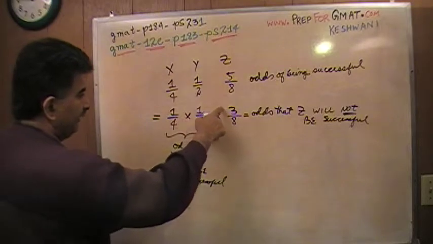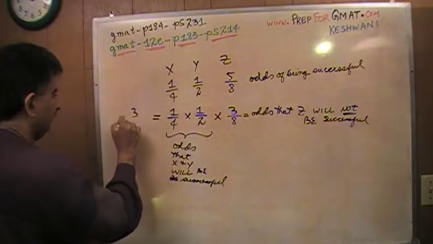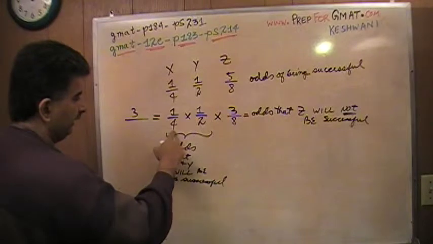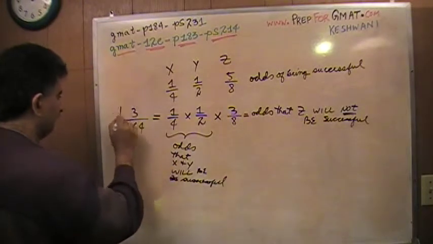1 times 1 times 3 is just 3. On the bottom I have 4 times 2, which is 8. 8 times 8 is 64. There you go, that's your answer. That's it, we're done.